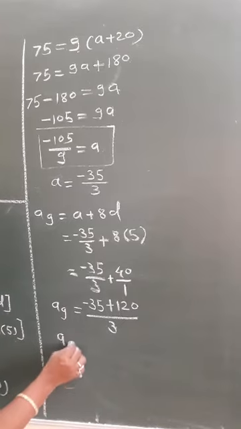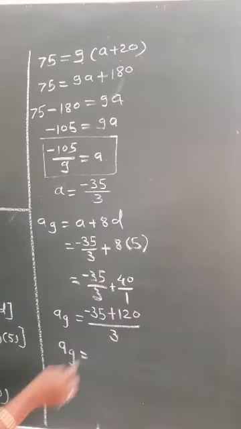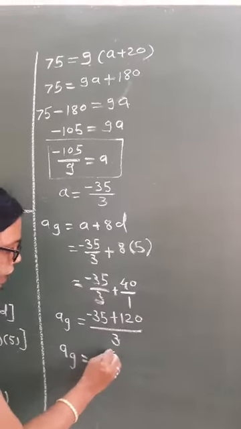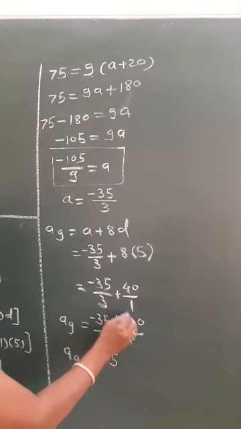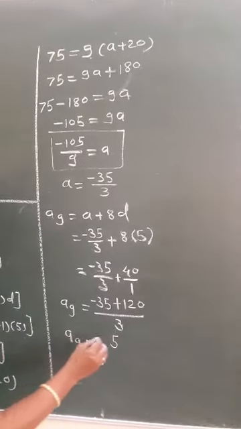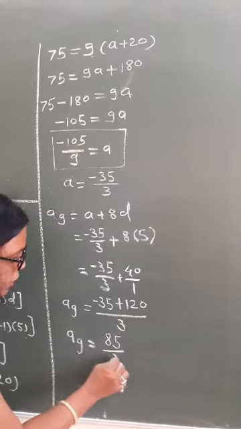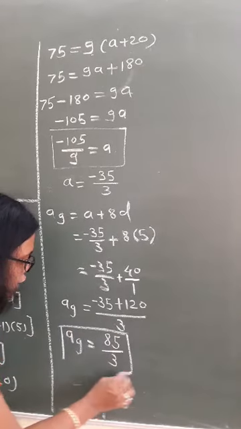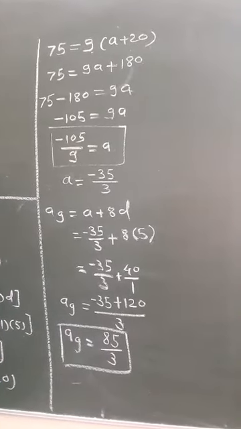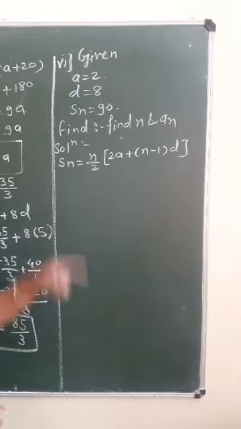What we will get, a9, which is equal to, now we will do the subtraction. 10 minus 5 is 5, and here is 11, and 11 minus 3 is nothing but 8. 85 by 3. So what is the value of a9? We will get 85 by 3.